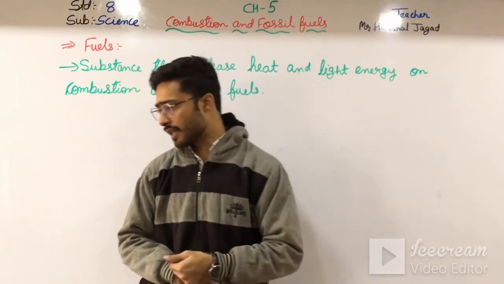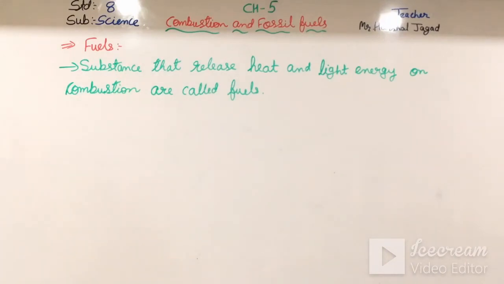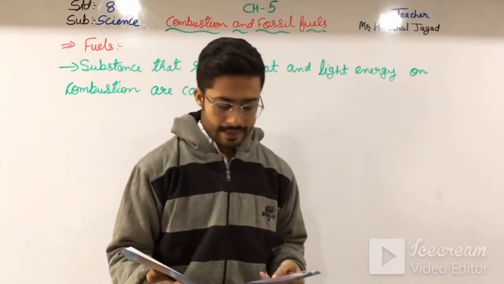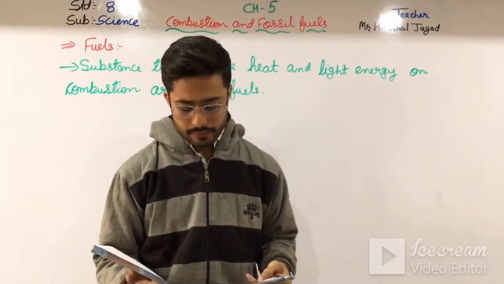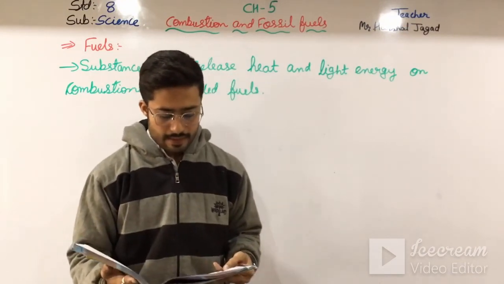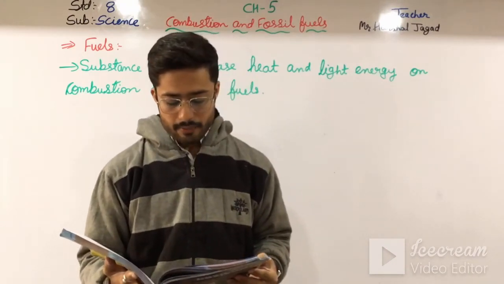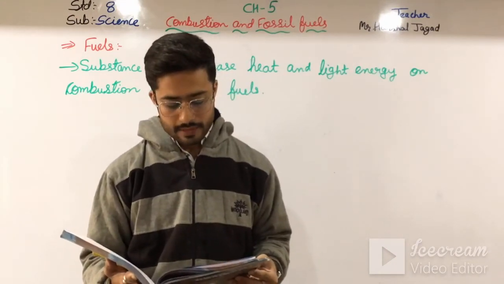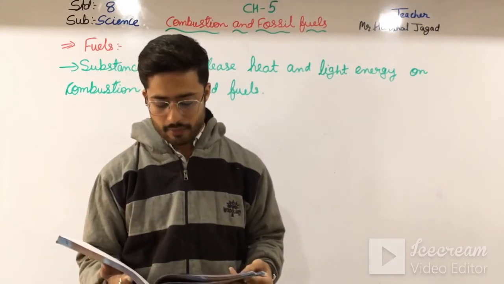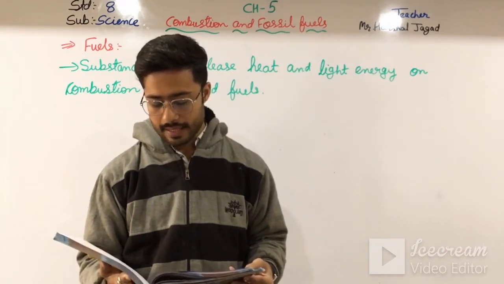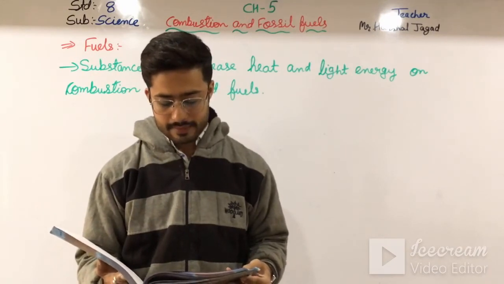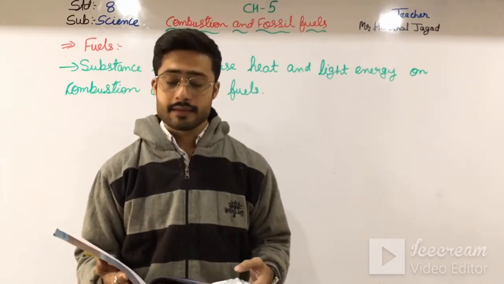Okay students, and here first of all, just reading: substances that release heat and light energy on combustion are called fuels. Some commonly used fuels are wood, coal, cow dung cakes, kerosene, LPG, petrol and diesel. The energy produced by a fuel is used for various purposes such as cooking, heating, driving automobiles and generating electricity.